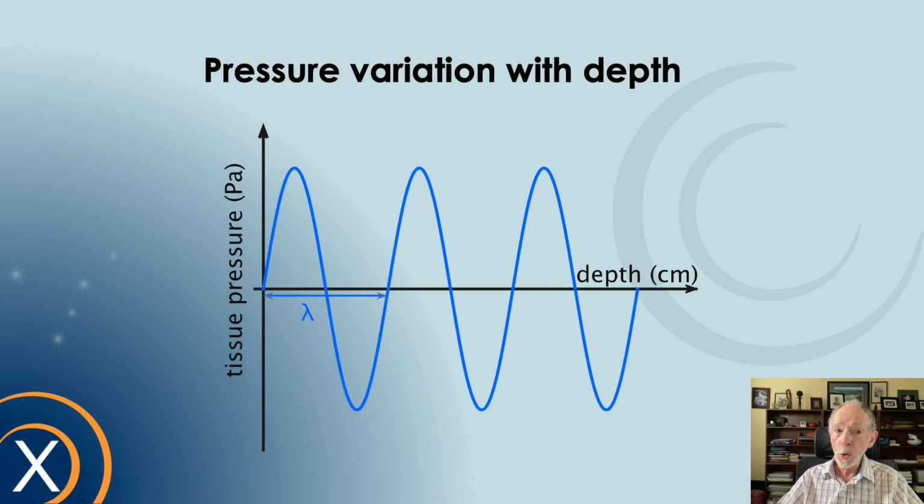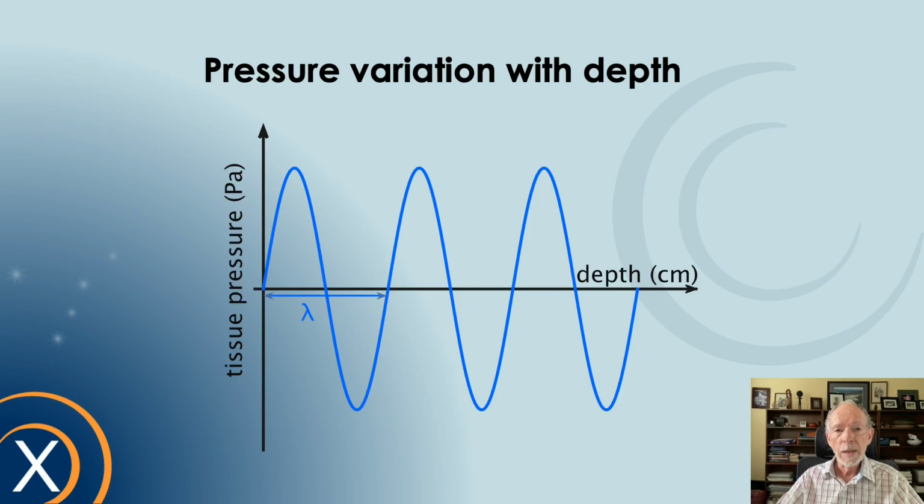This graph may look the same, but in fact it is showing us pressure variation with depth into the tissues at one particular instant. So we're looking now at one particular moment in time and the way in which the pressure varies with depth into the tissues.